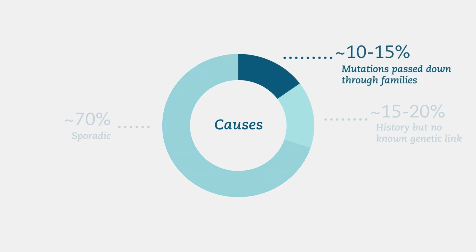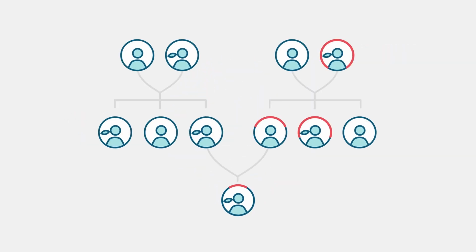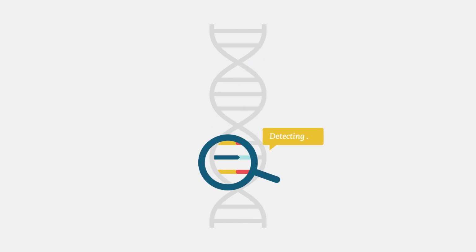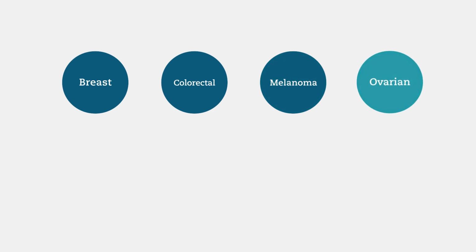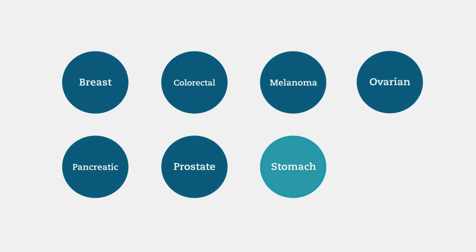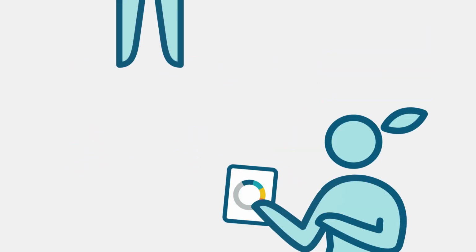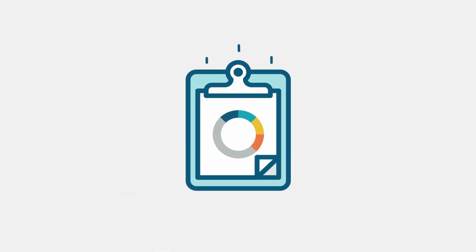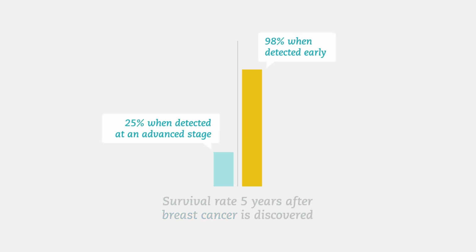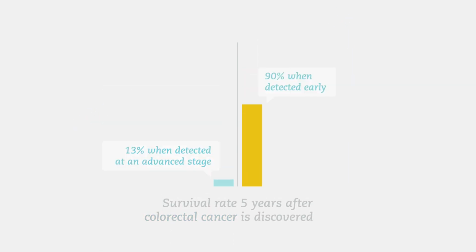But about 10 to 15% of certain cancers are due to harmful genetic changes called mutations that are passed down through families. Color's hereditary cancer test is designed to detect mutations in a comprehensive set of genes associated with an increased risk for common hereditary cancers like breast, colorectal, melanoma, ovarian, pancreatic, prostate, stomach, and uterine cancers. Understanding if you have a genetic predisposition to certain cancers allows you and your healthcare provider to create a screening and prevention plan tailored to you. This is important because detecting cancer at its earliest stage improves the likelihood of a favorable outcome.